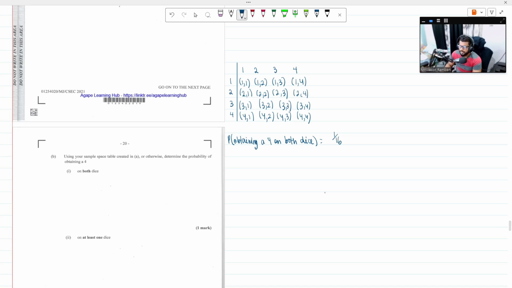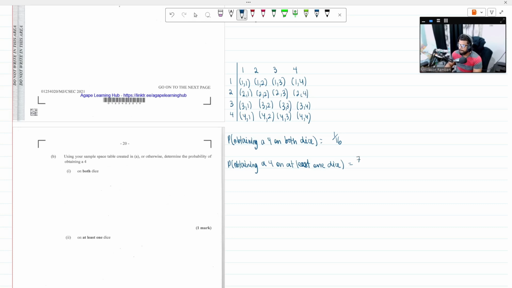Next, the probability of obtaining a 4 on at least one dice. At least is 1 and more. So we have 1, 2, 3, 4, 5, 6, 7. 7 out of 16.